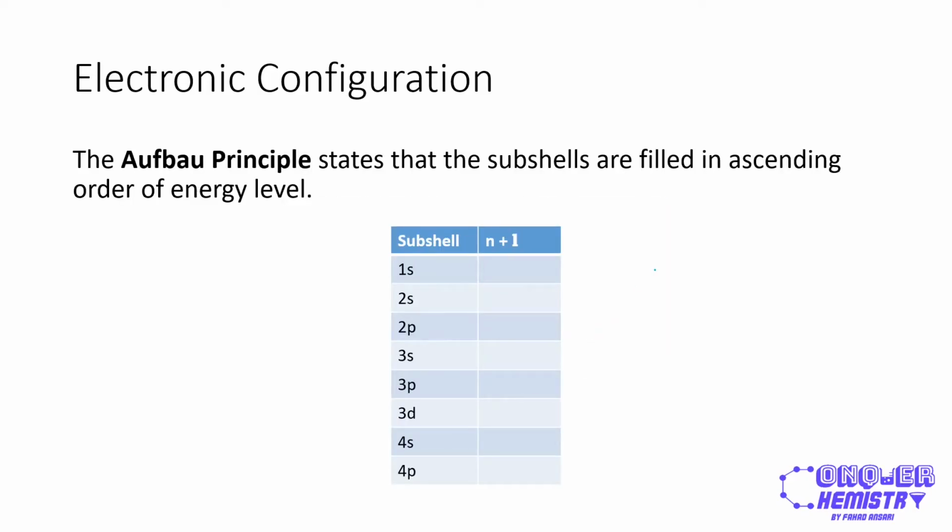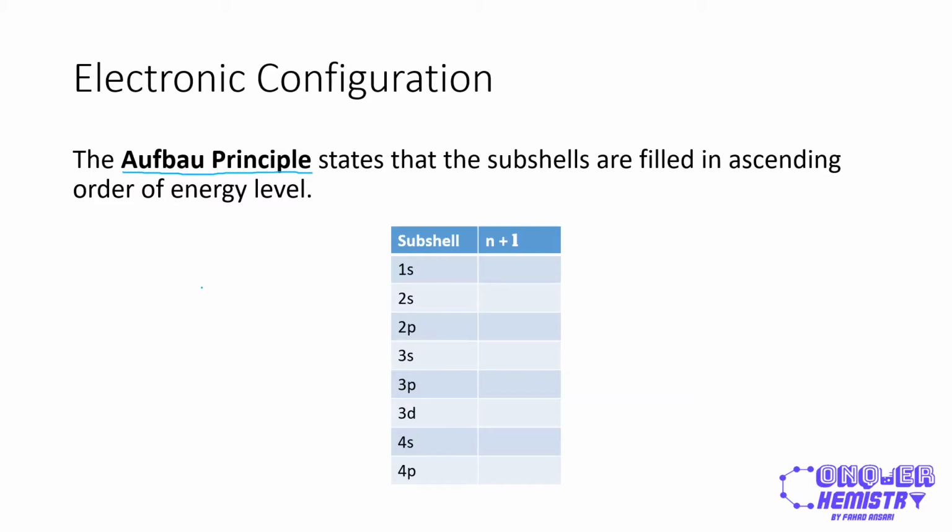Now that we've looked at subshells and orbitals, let's move on to actually writing electronic configurations. But before that, we need to cover one very important thing, which is the Aufbau Principle. So the Aufbau Principle basically states that the subshells are filled in ascending order of energy level. So the subshell, not even the shell, the subshell with the lowest energy level will be filled with electrons first, followed by the next subshell and then the next subshell.